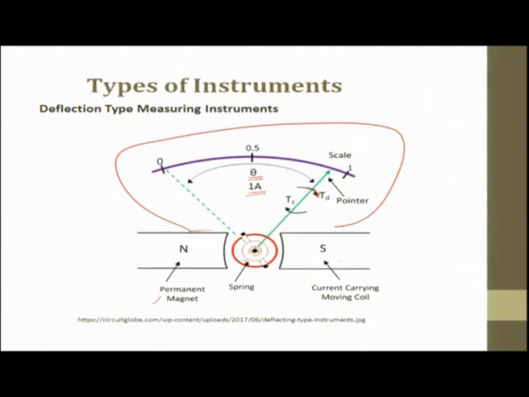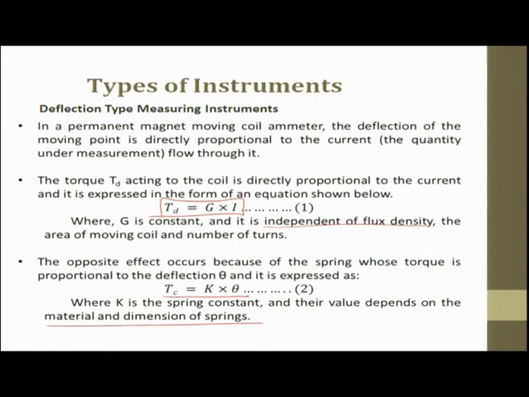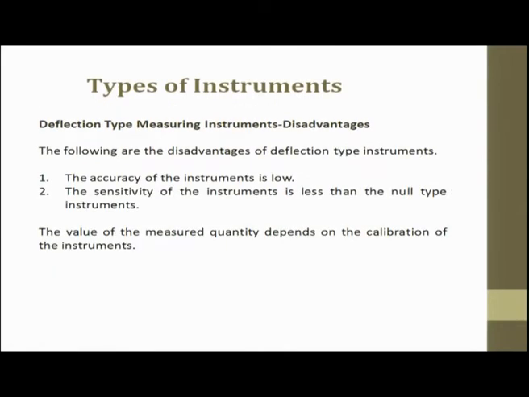Calibration is basically periodically checking whether the instrument is working properly. So, how do we check that? For a known current, we check what the deflection is. If there is an error here, we adjust it during the calibration and set the system right. So, how do we do it? Spring constant and G. What is G? G is nothing but a constant, it is independent of flux density, the area of the moving coil and the number of turns. So, this is the deflection type measuring instrument.